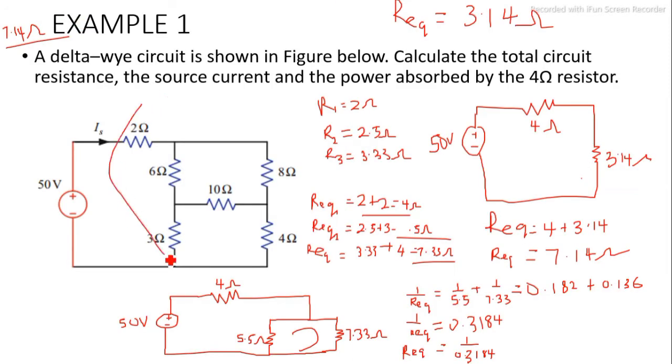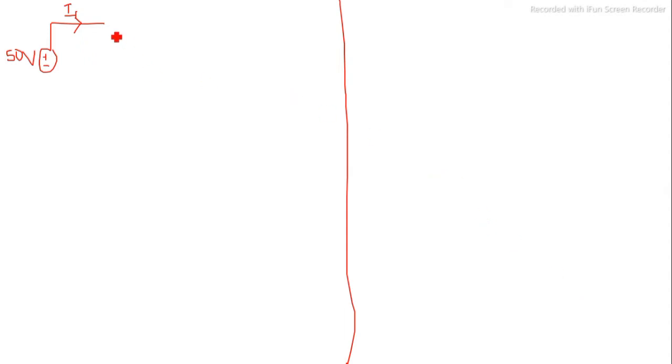So let me draw a circuit here. You have a 50 volt source, plus minus 50 volts. You are given I source, and you've calculated all these resistors. All the resistance as what? 7.14. The equivalent of all the resistance is 7.14. So you're going to have R equivalent here, which is equal to 7.14 ohms. Now you have to calculate the current that is flowing out of this source.